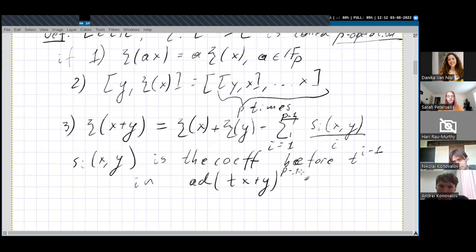So what is written here? If you have two elements x and y in your algebra, you can take some formal variable t and take this sum. You can act by this sum on an element x, p minus one times, just like here. When you open this, using that your bracket is bilinear and applying the Jacobi identity and so on, you will get some expression in terms of t, and you take the coefficient before some power of t.